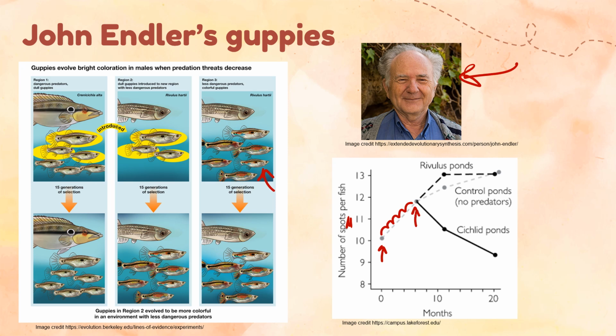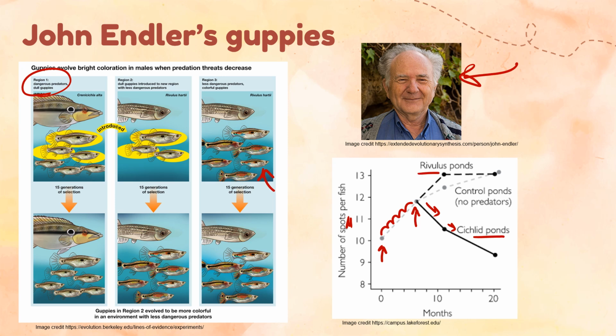At one point, Endler began to introduce predators to the ponds. Some of the ponds got cichlids. These cichlids are pretty dangerous predators, and they clearly led to a decrease in the number of spots on the fish because the cichlids were more likely to find and eat the more spotted fish. Therefore, only the duller fish were surviving to reproduce.